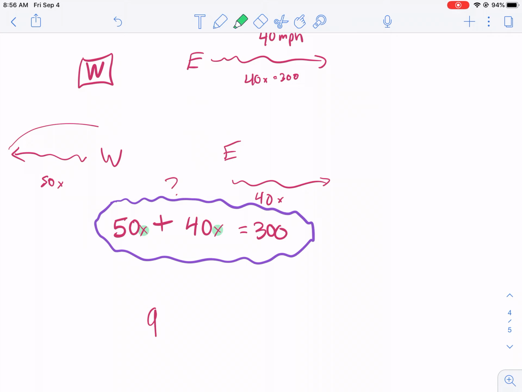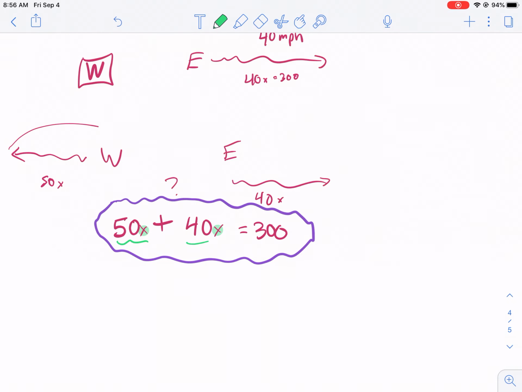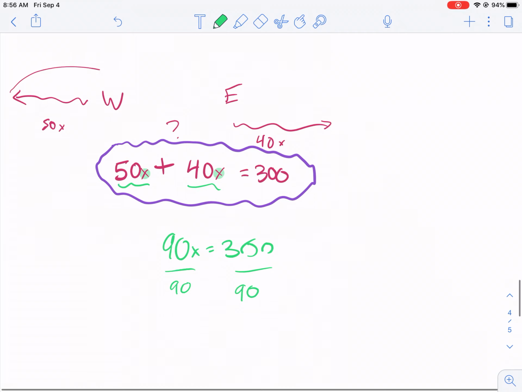So we're going to combine like terms here. We have this one and this one. Let me combine them in green. So we combine these two and we get 90x equals 300. We divide both sides by 90. And what do we get? We get x equals, well, let me get my calculator out.